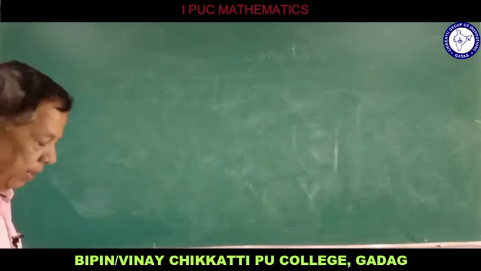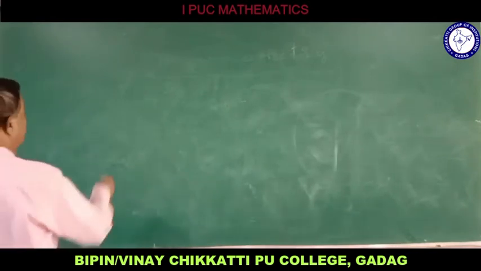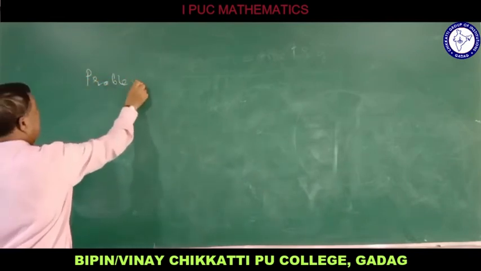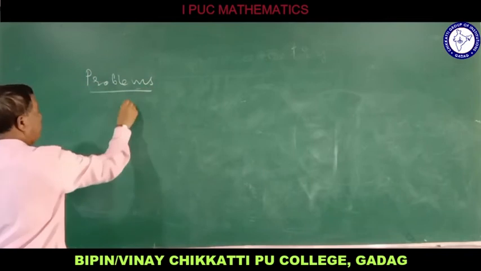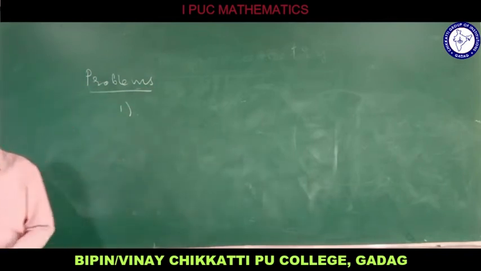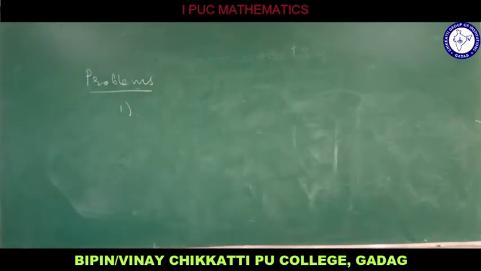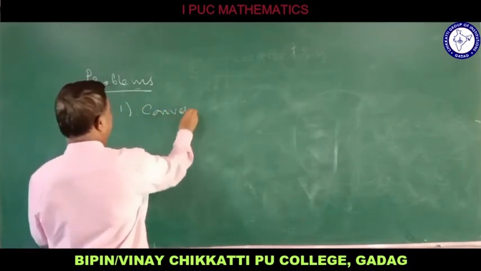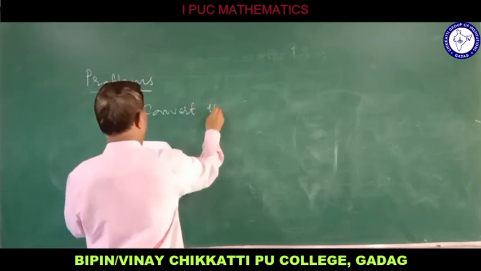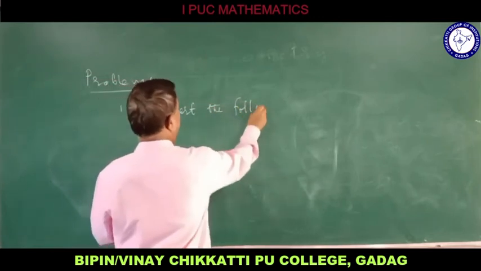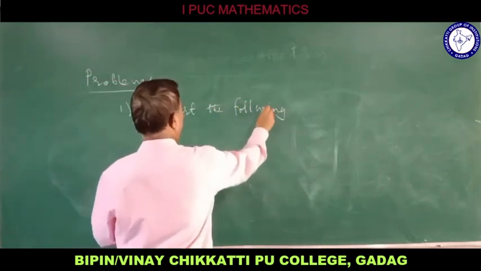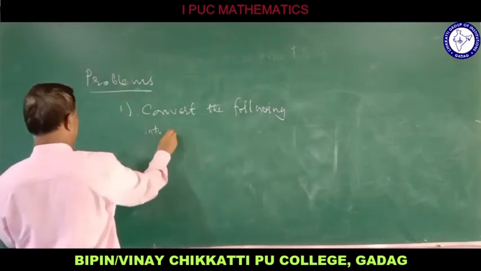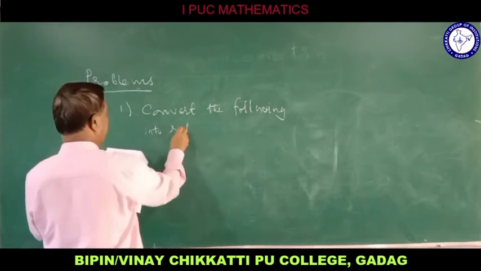Now I want to discuss some problems, degree to radian and radian to degree. First I want to discuss certain problems. Number 1, you have to see how the problems can be solved. The question is: convert the following into radian measure.